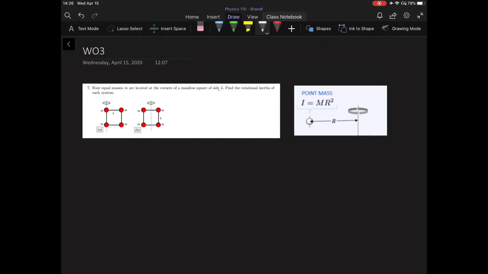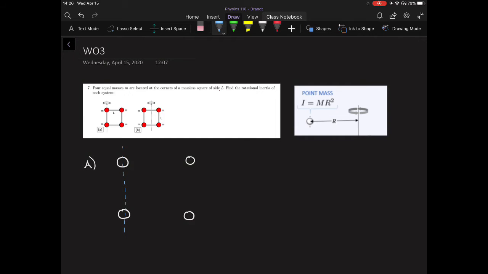All right, workout 3. We're trying to find the moment of inertia, or the rotational inertia, of each system. So we're just going to go ahead and redraw these out so that we can annotate them. So we've got a mass here, a mass here, a mass here, a mass here, and we are going to rotate them about this axis.